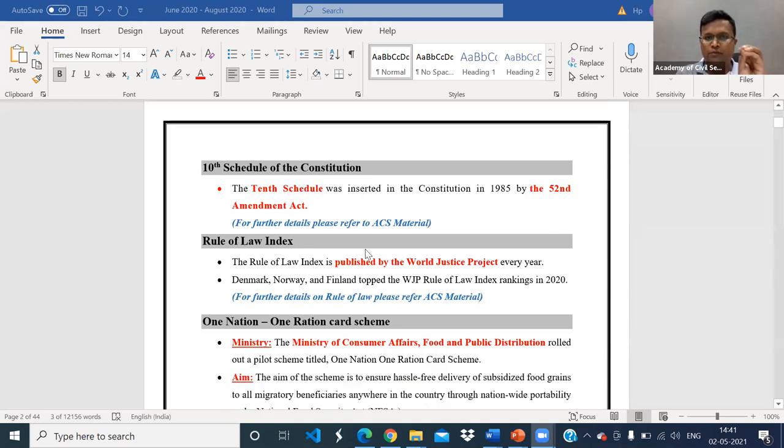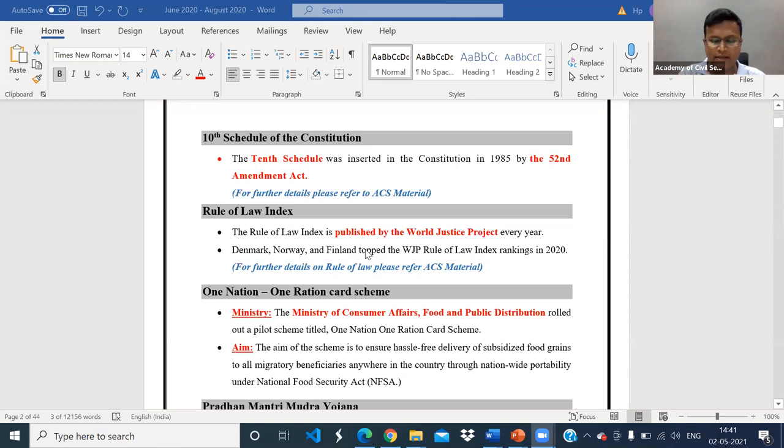You refer to that particular portion from the ACS material. Rule of law index: a question might come here. It is an index ranking the world's countries on which country implements the rule of law effectively. Sometimes the question comes, who prepares this index? This index is prepared by the World Justice Project. It is an international NGO. The World Justice Project publishes it.